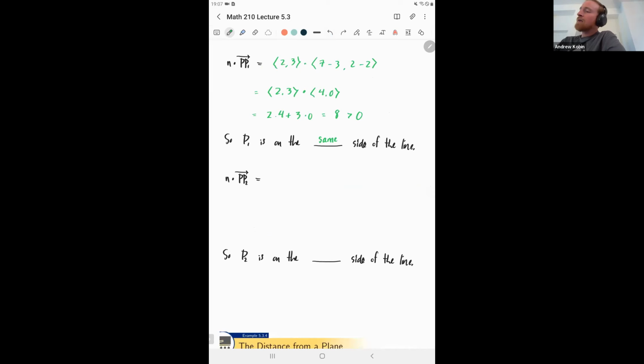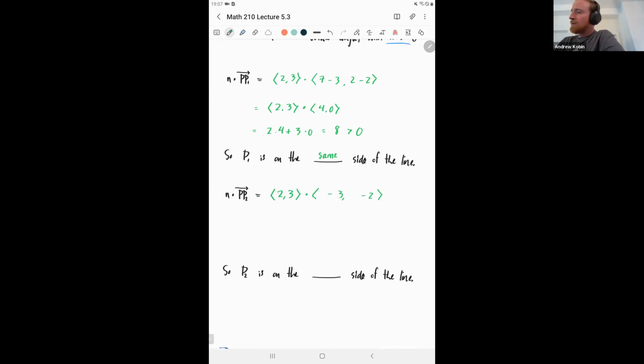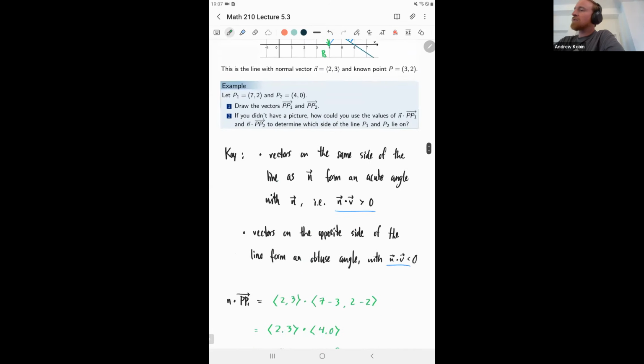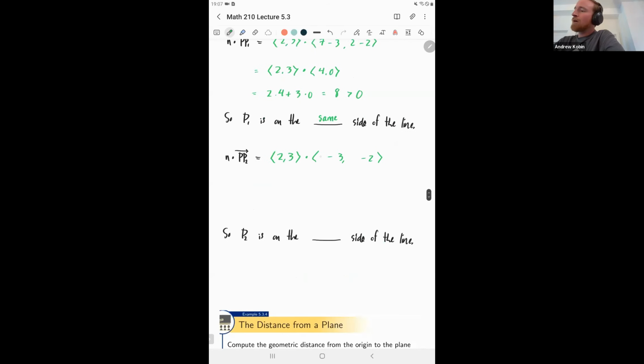Let's do the same for P to P2. So the normal vector again is 2, 3. And in this case, we're going to have something minus 3, something minus 2. Let's go check what P2 was in coordinates again. P2 is the point 4, 0.